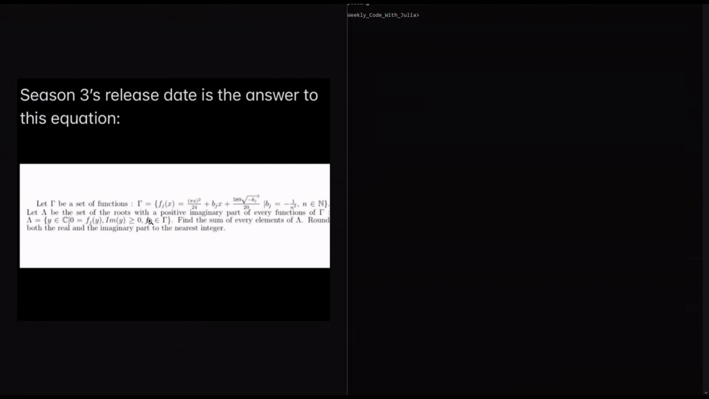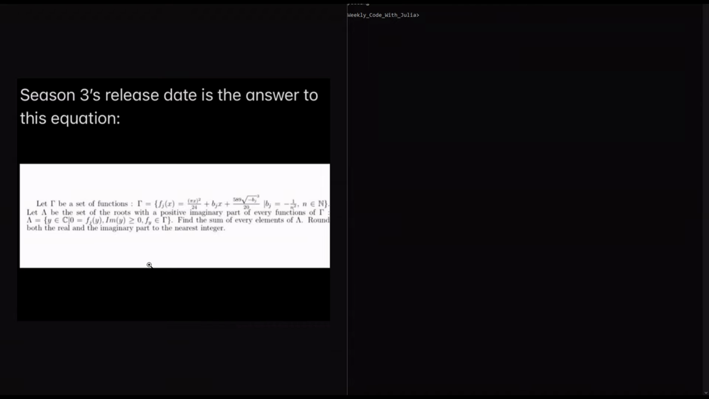Let tau be a set of functions. Tau equals f of j, being an element of x, equals pi multiplied by x up to over 24, plus b of j multiplied by x plus 589 multiplied by square root of negative b of j over 20. N is an element of natural numbers. We'll get back to what b of j is.